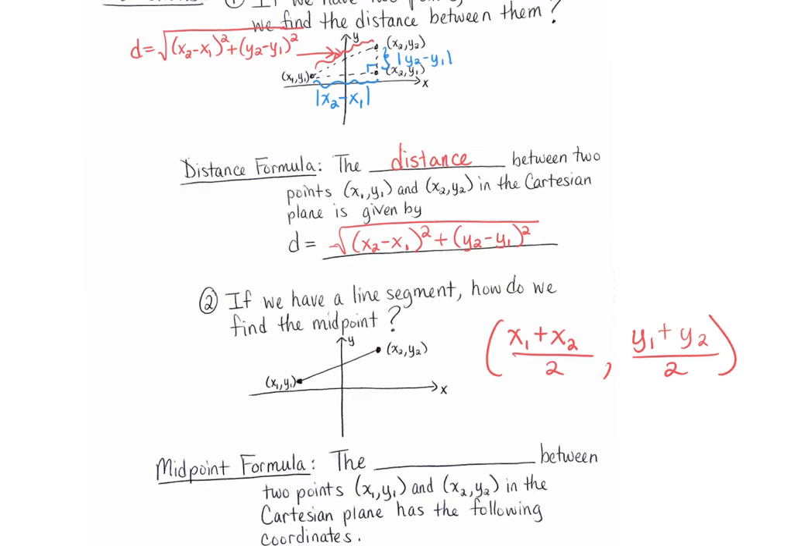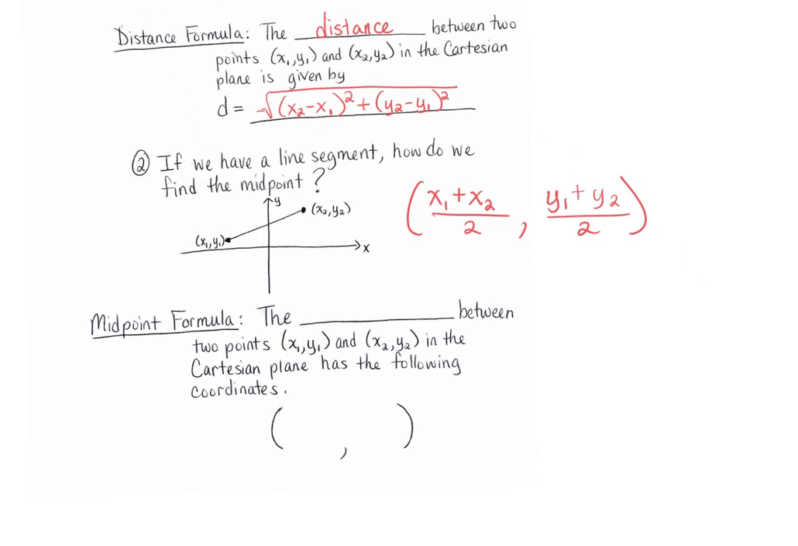So let's just go ahead and write it in. So the midpoint, this point right here in the middle, is given by that. The midpoint between 2 points, x sub 1, y sub 1, and x sub 2, y sub 2 in the Cartesian plane has the following coordinates: x sub 1 plus x sub 2 over 2, and y sub 1 plus y sub 2 over 2.